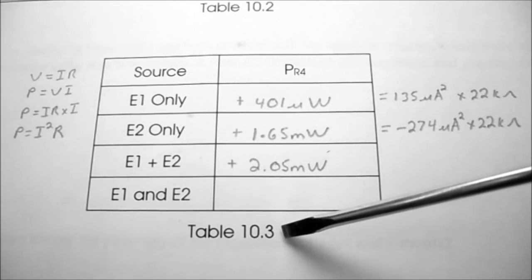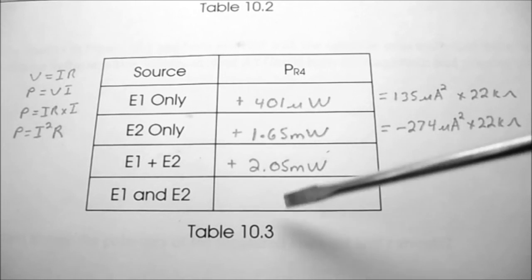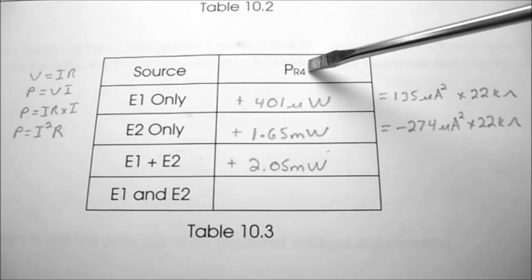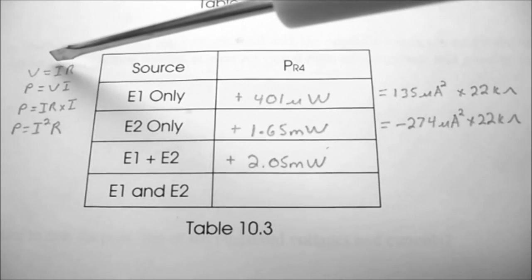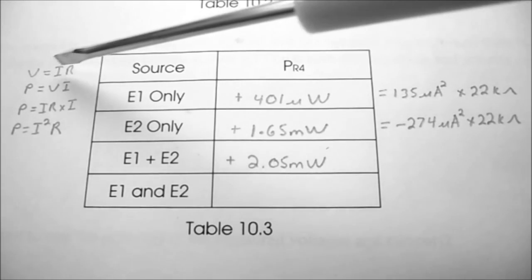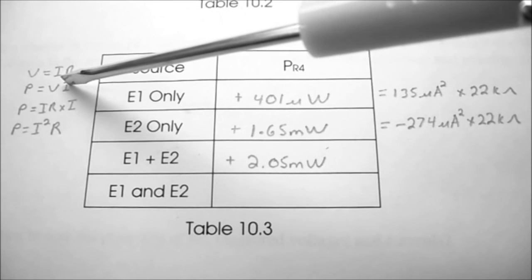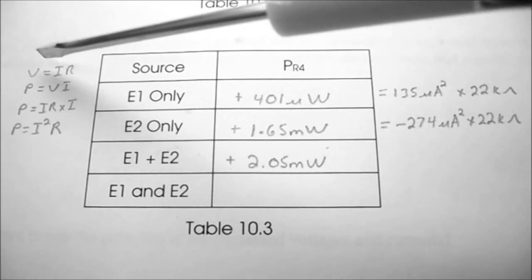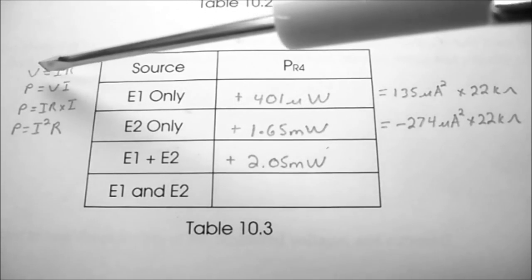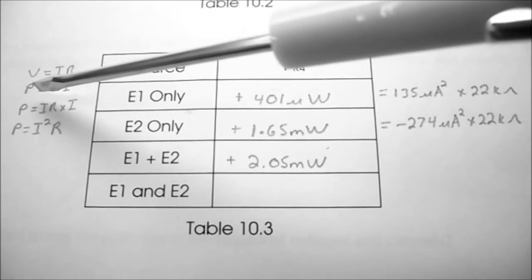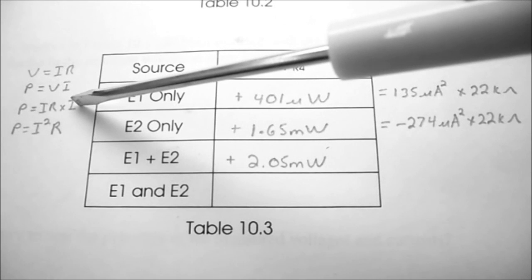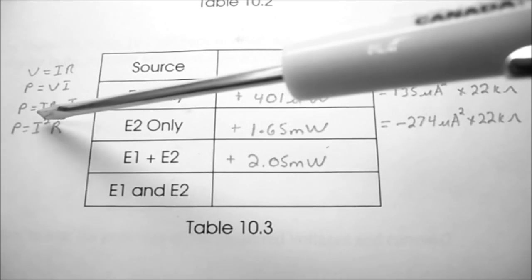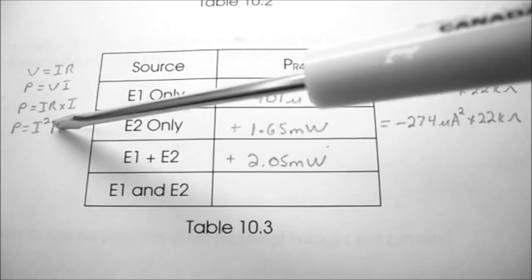So looking at table 10.3, we need to calculate the power for R4. So I need you to remember that V equals IR and power equals V times I. So substituting the V from above into our power formula, we get power equals IR times I. So power is equal to I squared R.